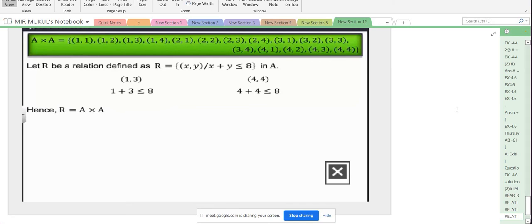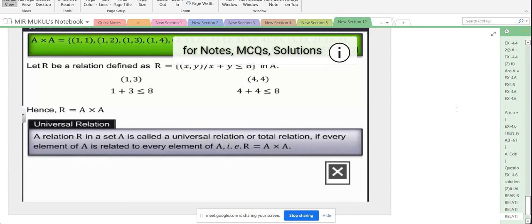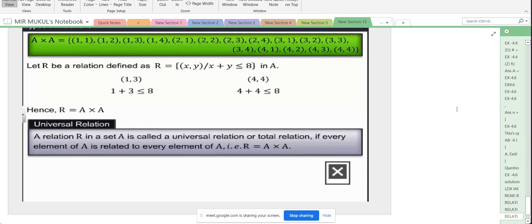Mathematically, a relation R in a set A is called a universal relation or total relation if every element of A is related to every element of A. That is, R is equal to A cross A. An empty relation and the universal relation are sometimes called trivial relations.